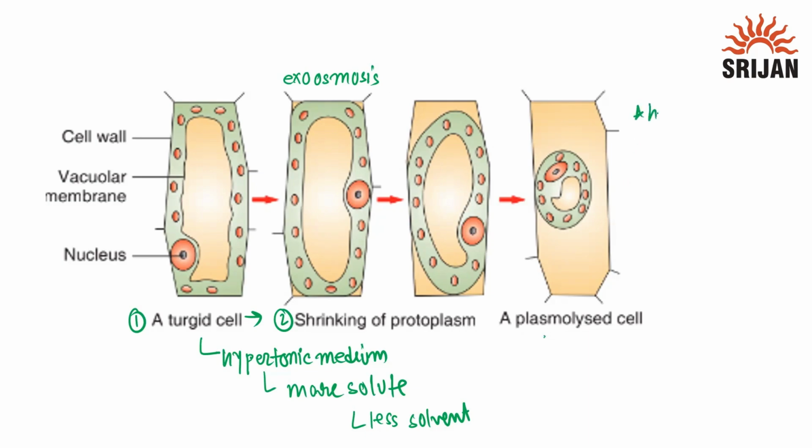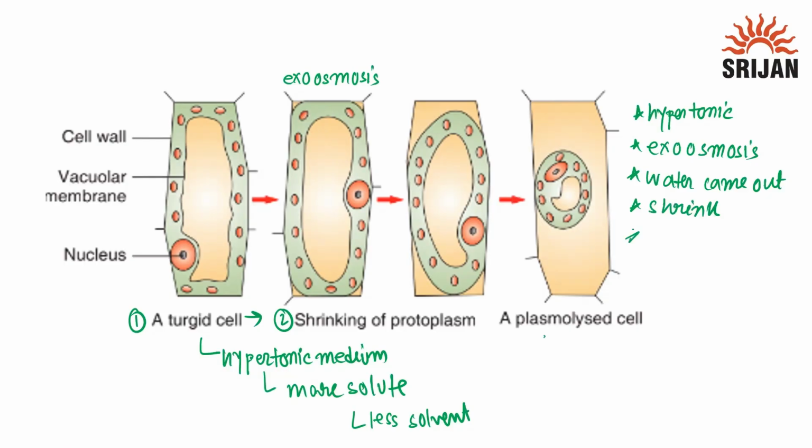Why did this happen? When a cell is placed in a hypertonic medium, exosmosis occurs and water comes out. The cell will shrink, the membrane will shrink, the vacuole will shrink, the plasma membrane will shrink. The opposite scenario is deplasmolysis, when a plasmolyzed cell gets back to its normal situation.